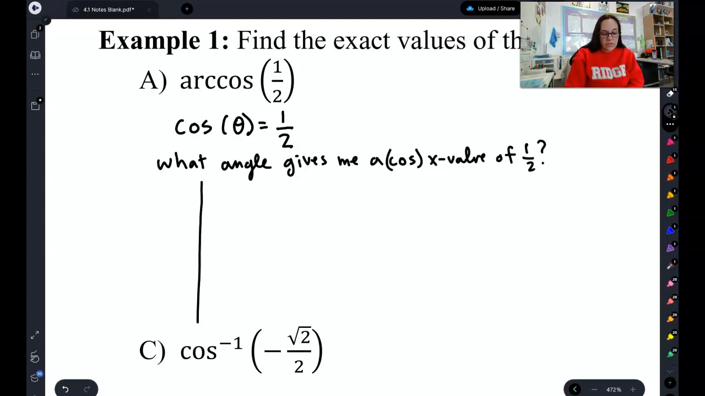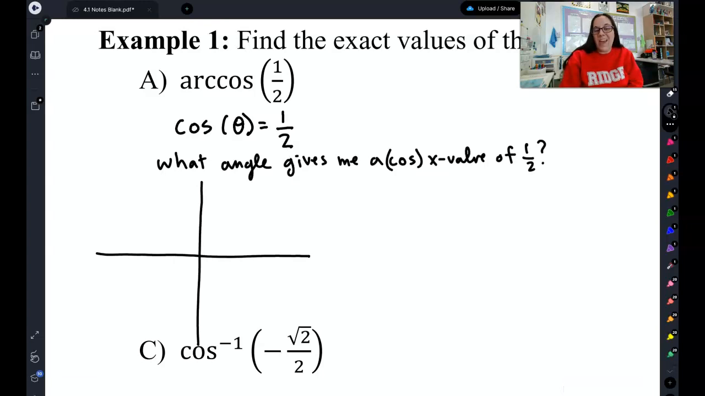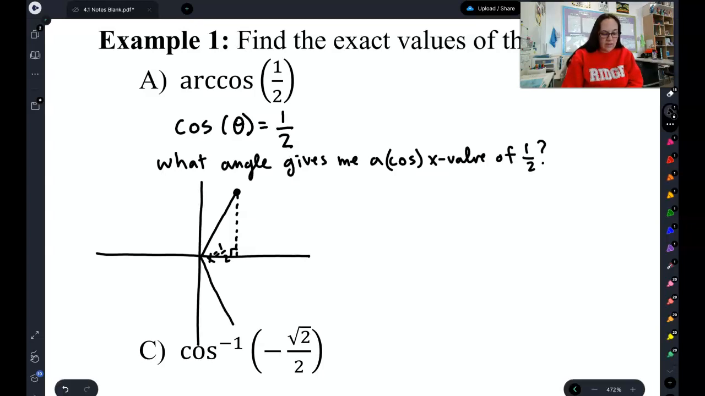So think of our unit circle. Where is the cosine value, or the x value, 1/2? Well, the first one is going to be right here. That triangle has an x value of 1/2. And this triangle also has an x value of 1/2. So I've got two triangles here that will give me a cosine value of 1/2.